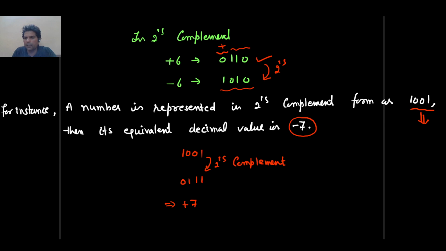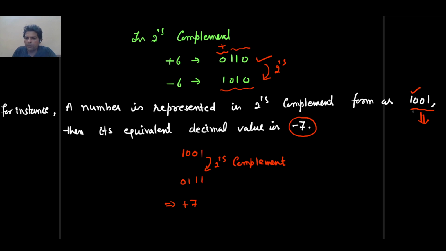First point, again I am repeating: because it is in the 2's complement form and the MSB is 1, it is understood that this number is negative. So what is the decimal value of this 2's complement form? This is not the readable form. This is in the 2's complement form.